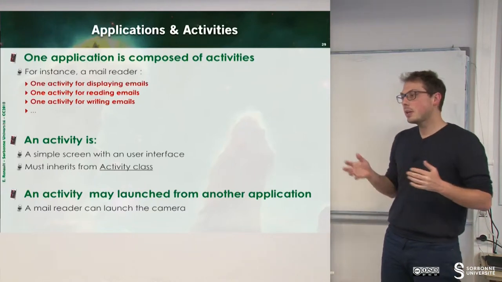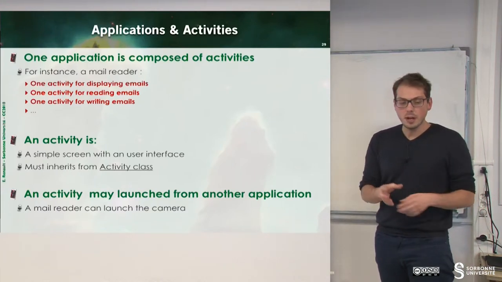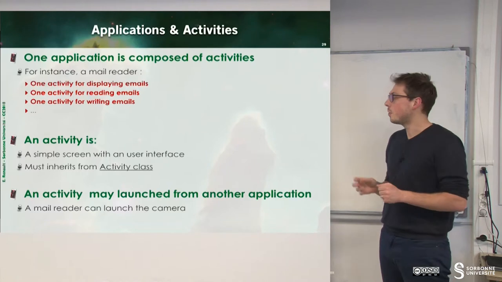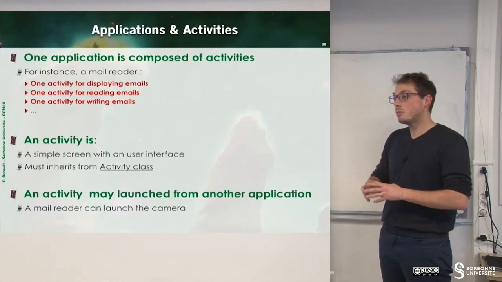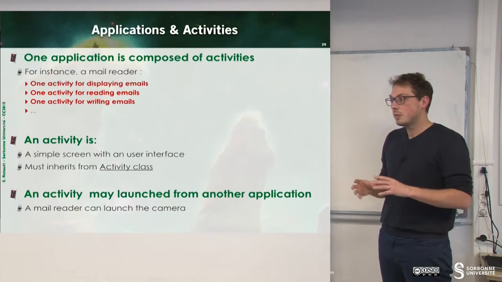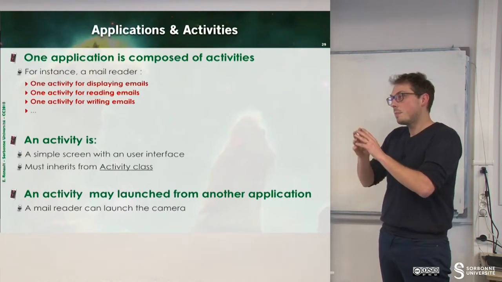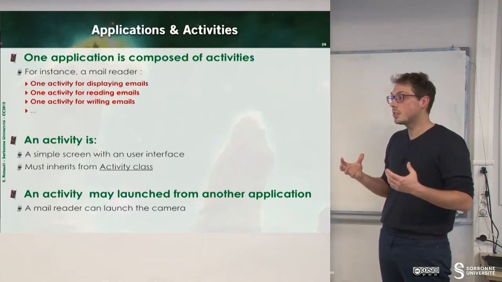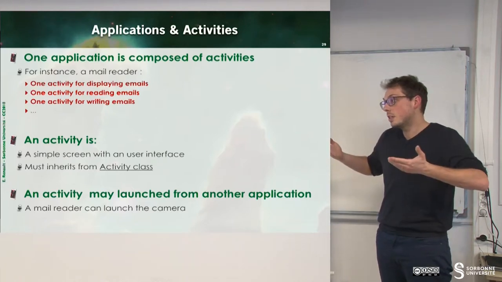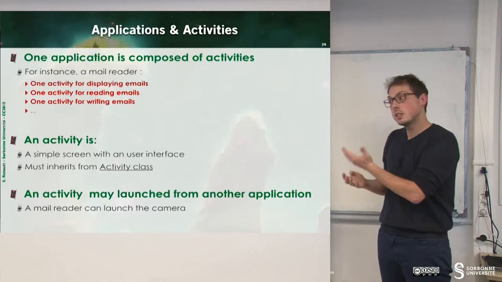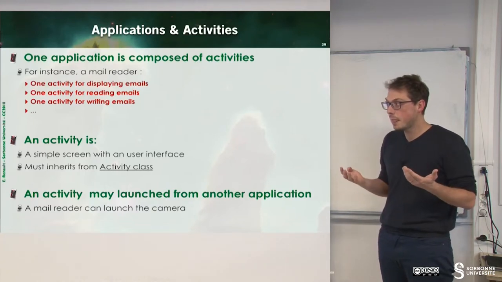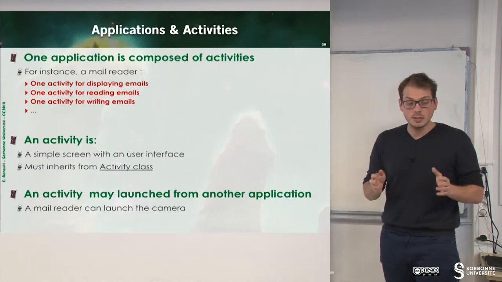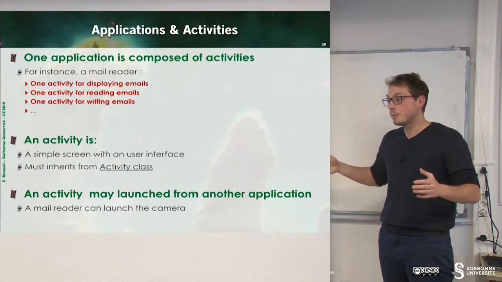So, now I will talk about activities. From now, I talk of application, and I will be more precise now. An application is composed of multiple activities. So, for each application, we have many activities. For instance, if we take an email reader application, we can have multiple screens. You can consider that each screen is an activity. Okay? So we will have one activity for displaying email, one activity for reading email, one activity for writing email, and so on.